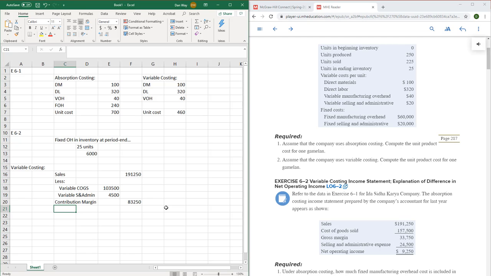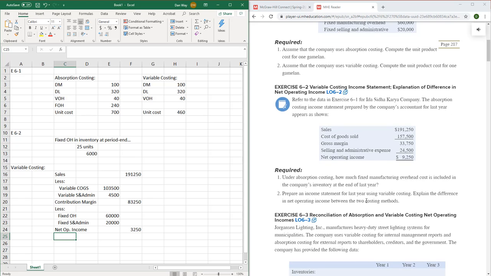Then we're going to take away all of our fixed expenses. In this case, we've got the fixed overhead, which we know was in total $60,000. And we also had those fixed selling and admin expenses as well for $20,000. And that leaves us with our net operating income. To be explicit again, contribution margin of $83,250, minus fixed overhead and minus fixed selling and admin, leaves us with net income of $3,250.